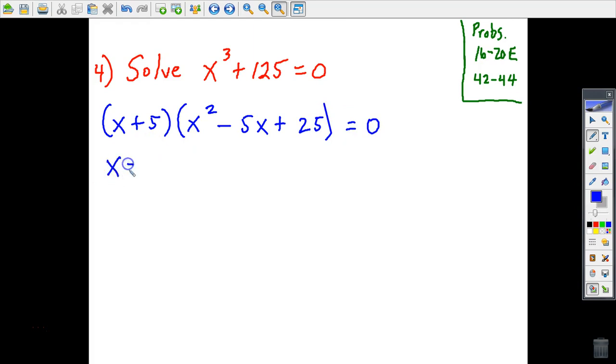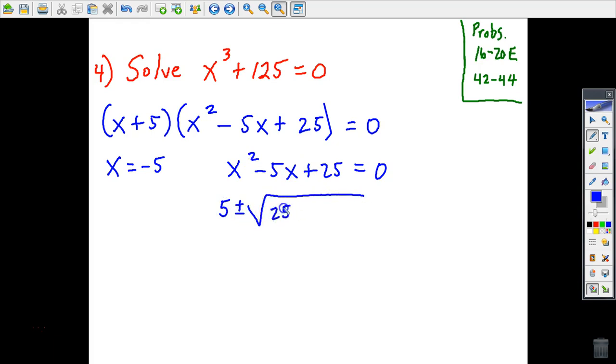Solving this linear binomial is pretty simple. It's x is -5. Unfortunately, over here for the quadratic, I'm going to have to either use the quadratic formula or I'm going to do completing the square. And I'm going to go ahead and show this one using the formula. The opposite of b plus minus the square root of b squared minus 4 times 1 times 25, that's minus 100, all over 2 times 1.